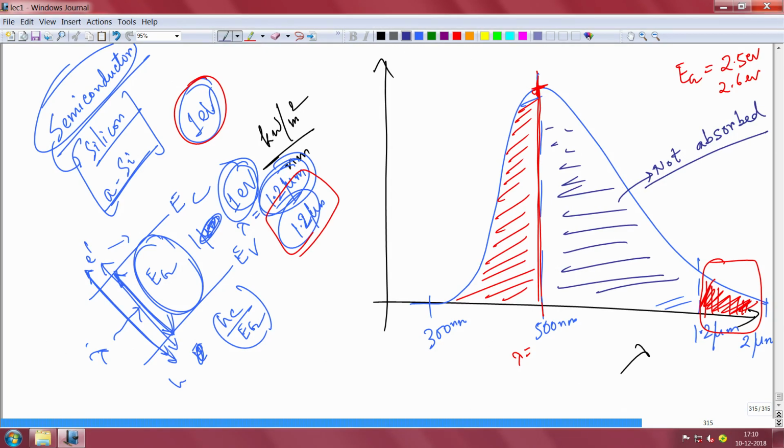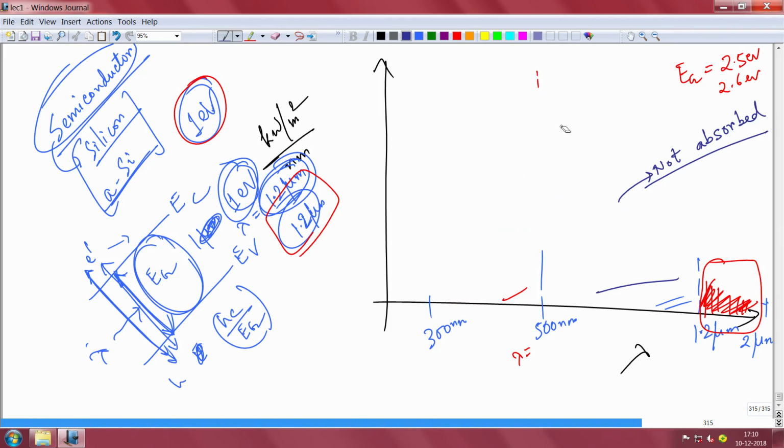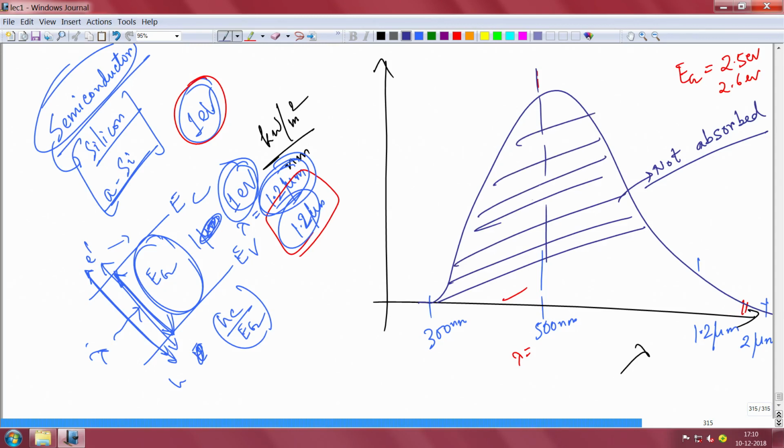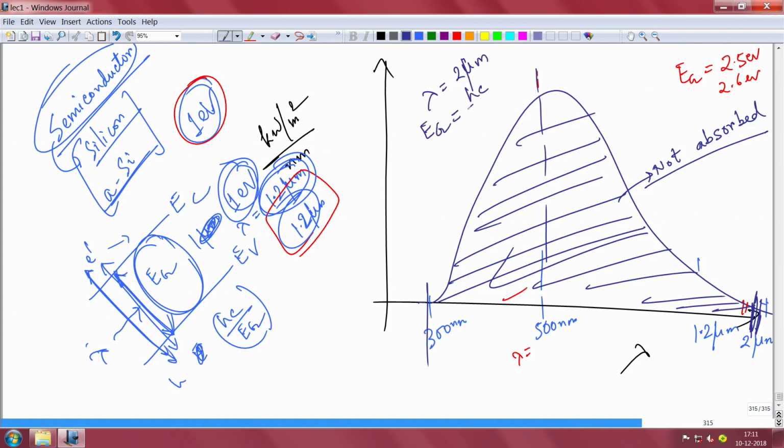It means that to harness more and more of the sun's energy, I need a semiconductor which can absorb everything, from 300 nanometer right up to 2 micron. What does it mean? That means I need a semiconductor whose wavelength will correspond to around 2 micron, or in other words, the band gap has to be very small. It will be hc by 2 micron, and that will correspond to a very small band gap.